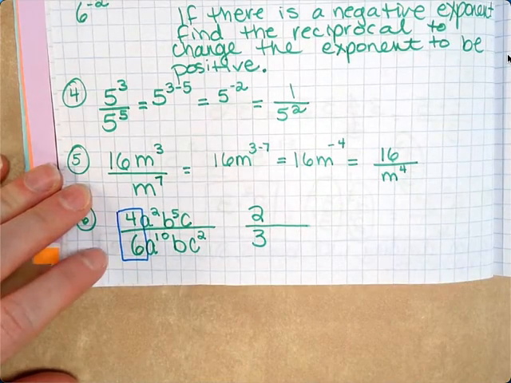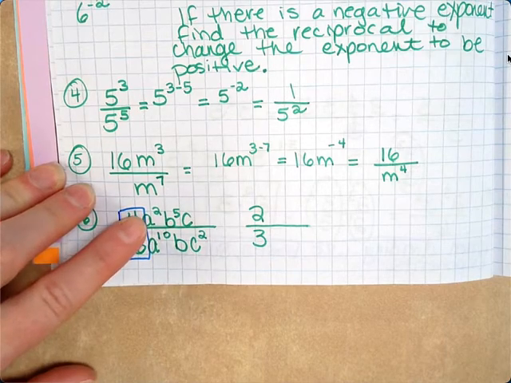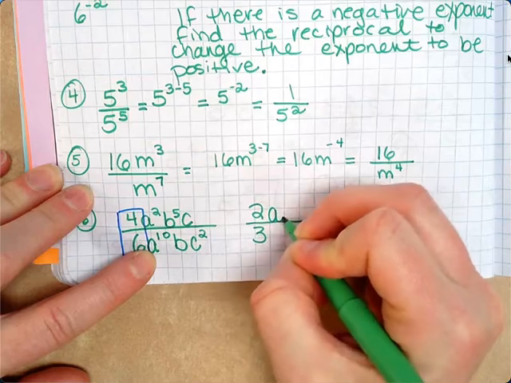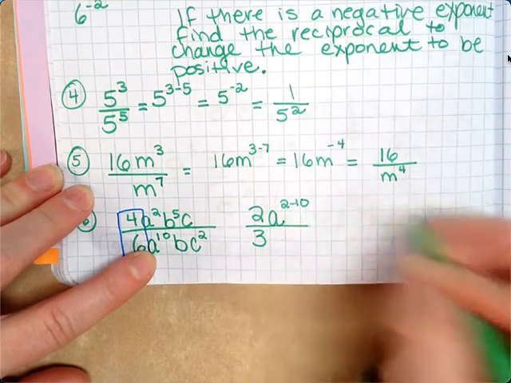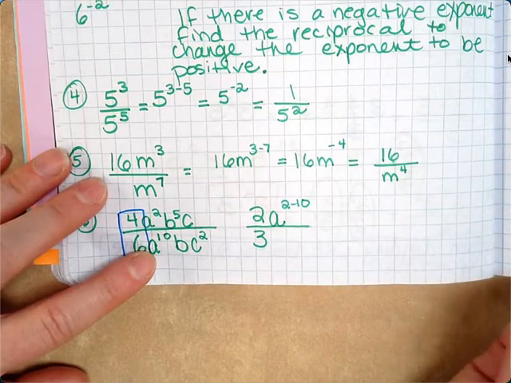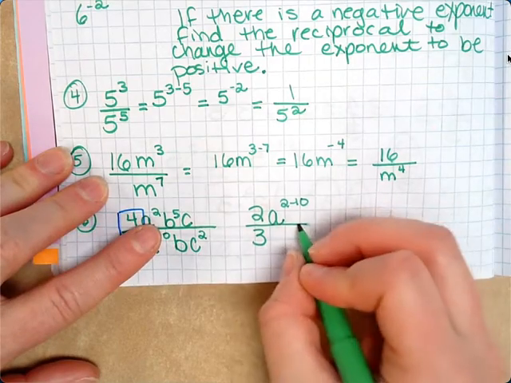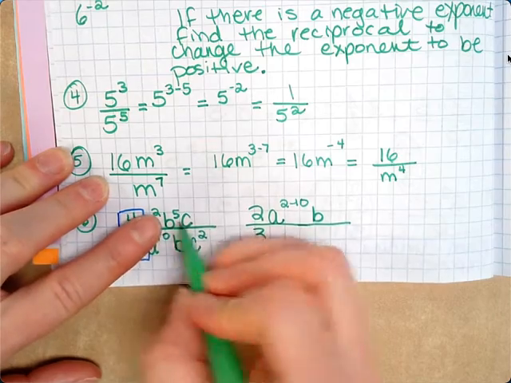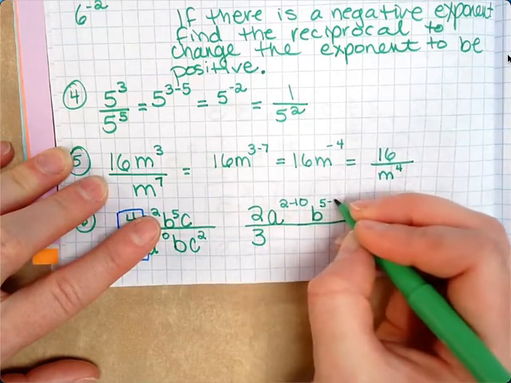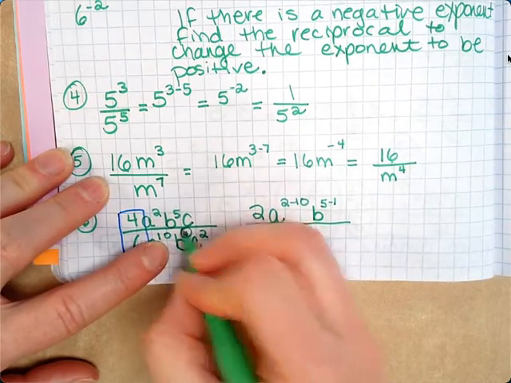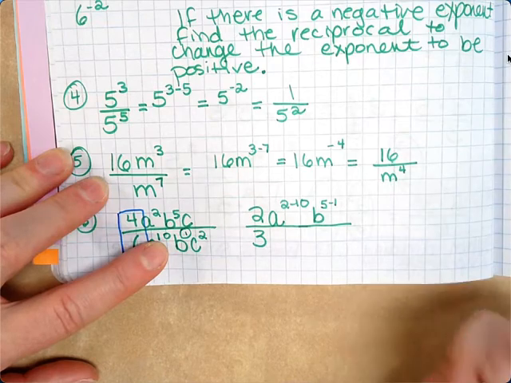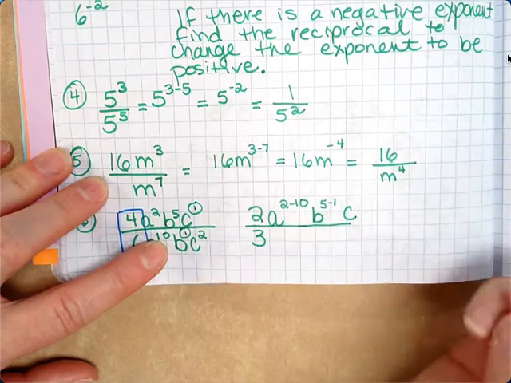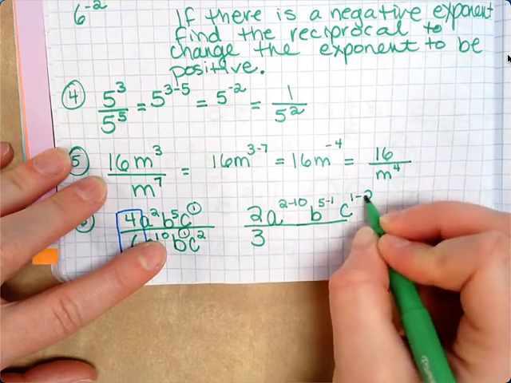Okay. Then what do I do with the a to the 2 and a to the 10? Yeah, so a to the 2 minus 10. What about b? b to the 5 minus 1, because that would be a 1 there. And then what would c be? That'd be a 1 there. 1 minus 2.